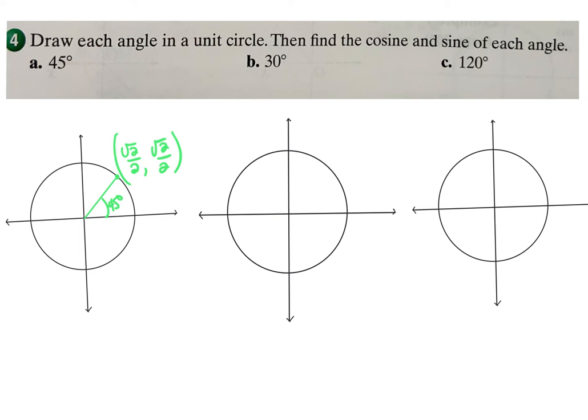30 degrees. We did that one. When I do 30 degrees, I should get square root of 3 over 2 for my x and 1/2 for my y. We got those from our special right triangles. Now let's look at the last one. 120 degrees. How in the world am I going to know what 120 degrees is?